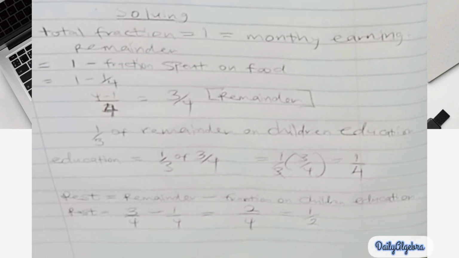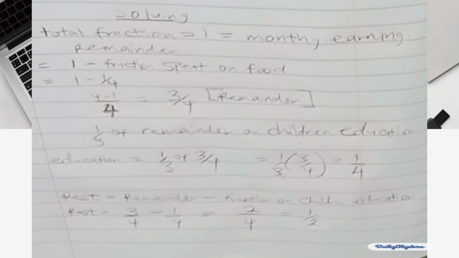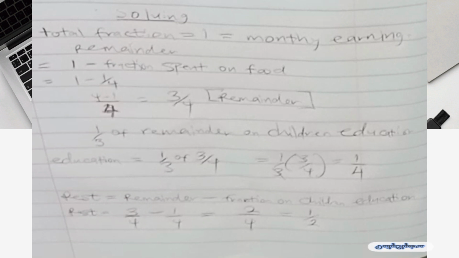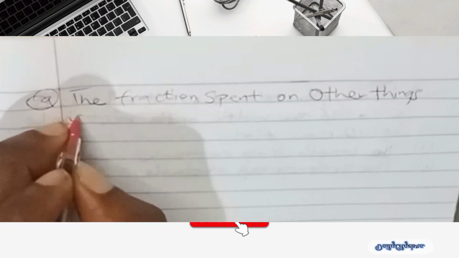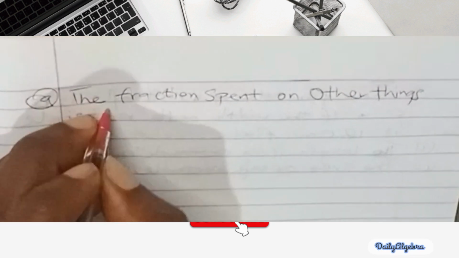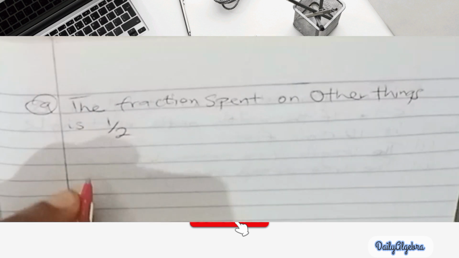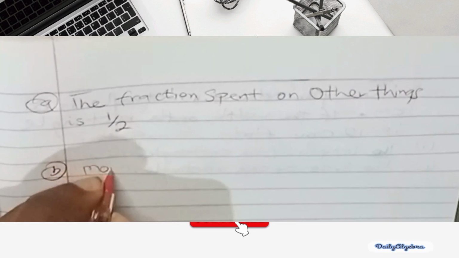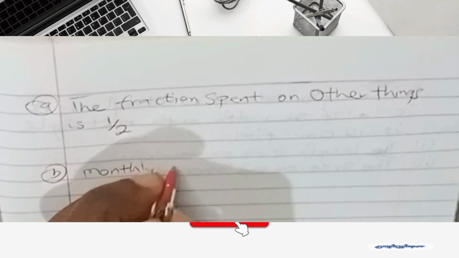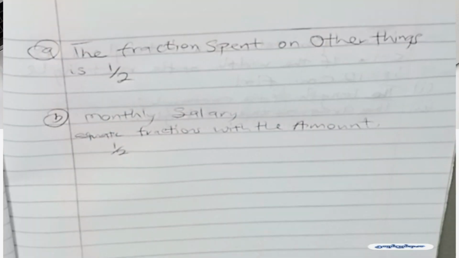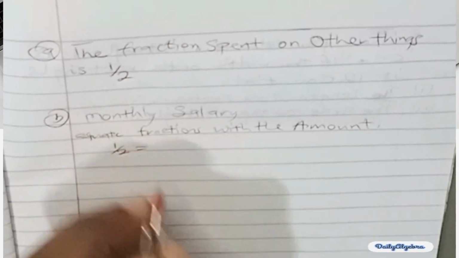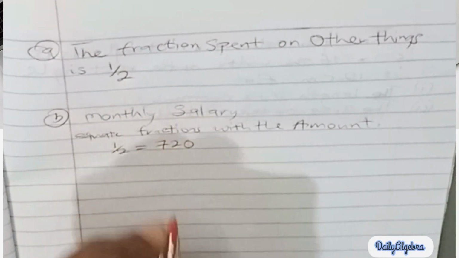Very good. The question says, if the fraction for other things is 720 cedis, find the fraction spent on other things. So A, the fraction spent on other things is 1/2. B, his monthly salary. We equate the fractions with them. So half is equal to 720 cedis.